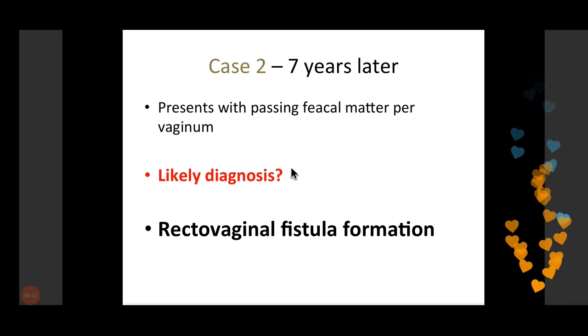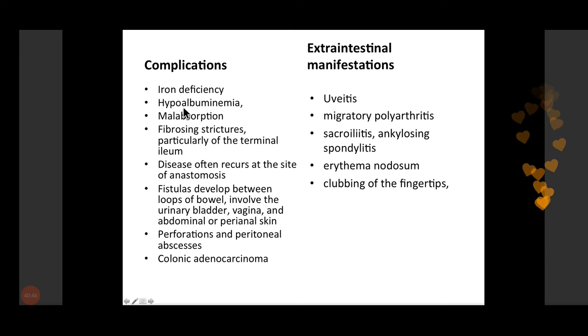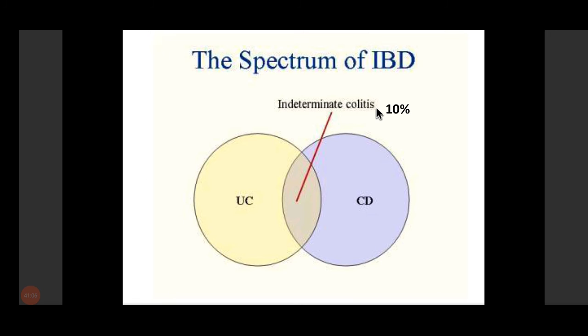So these are some of the important complications of Crohn's colitis. Of course, iron deficiency, malabsorption, etc. are all complications that can occur in Crohn's colitis. And they can also have extraintestinal manifestations, such as I showed you for ulcerative colitis as well.